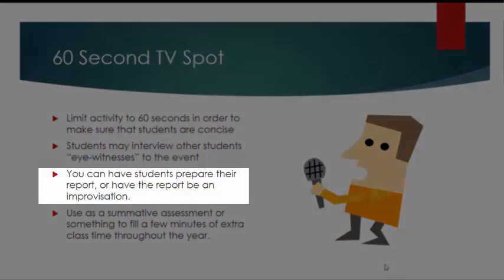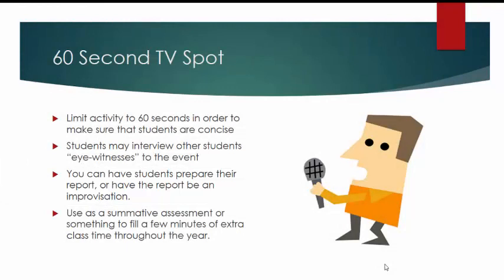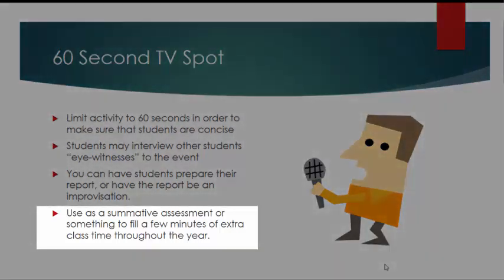You can have students prepare their report or have the report be an improvisation. So you may give them fair warning of what they're going to be reporting on, or you may just give them a microphone and put a picture behind them and say, okay, go. Based upon whatever knowledge they have of that environmental issue, they have to talk for 60 seconds. It's a great way to practice speech skills as well as reflect upon what they've learned and showcase their knowledge about environmental issues.